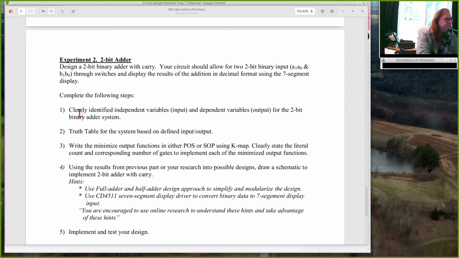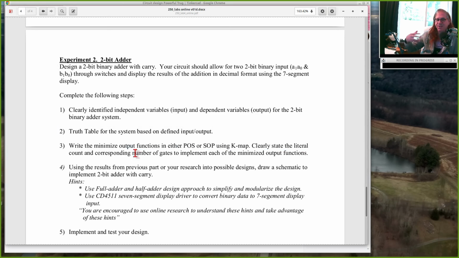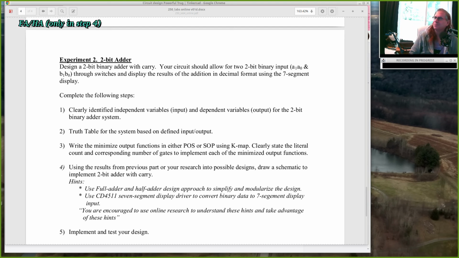Alright, that's the first 3 steps. And those are going to be big and complex. And then, step 4, you're going to do something different. You're going to take a totally different approach. Step 4, you're going to use what's called a full adder, half adder design, which we're going to talk about right now.